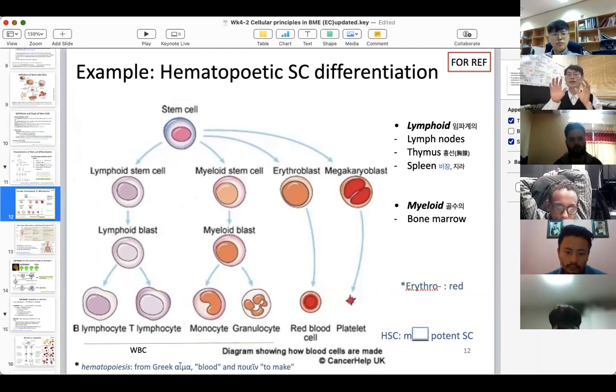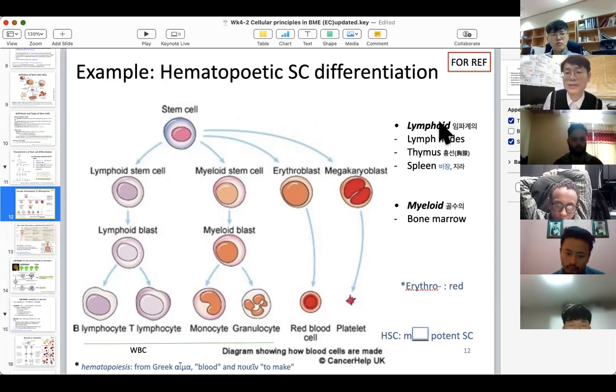So blood making stem cell is easy. Think about the blood cells: that hematopoietic stem cell can become multiple subtypes. For example, there are lymphoid, and the other is myeloid, and there are also erythroblast and megakaryoblast.